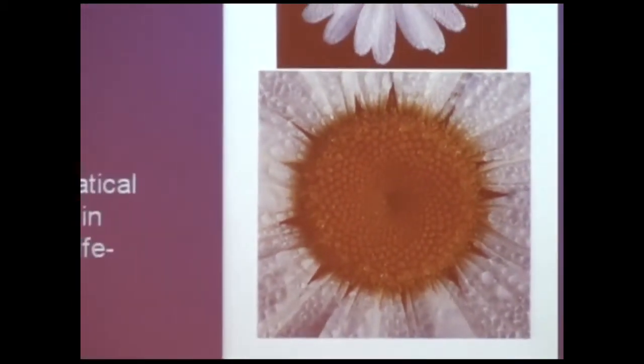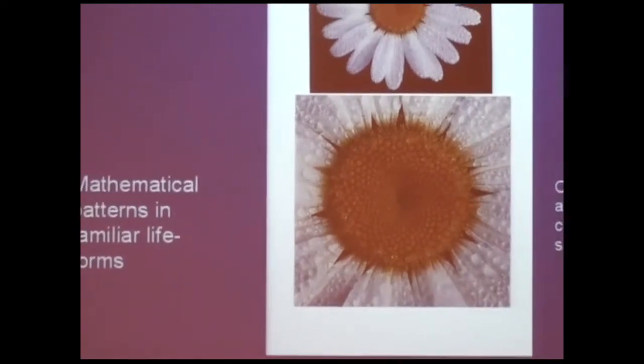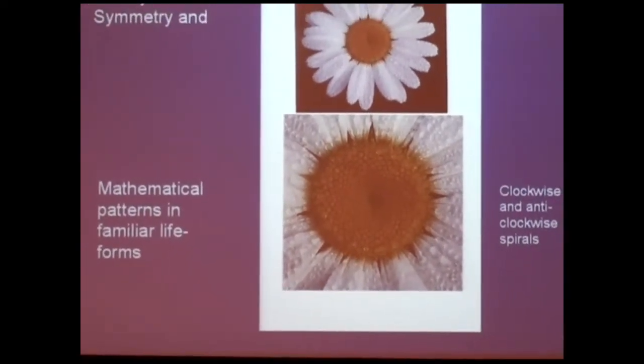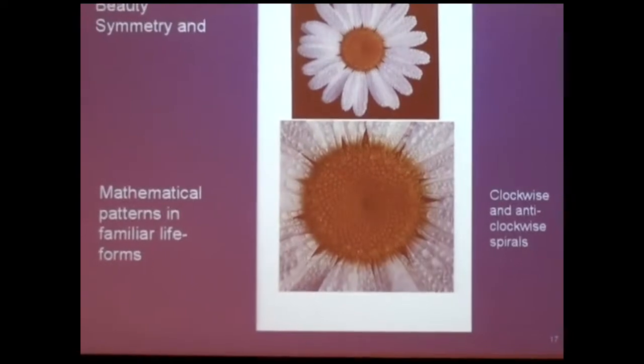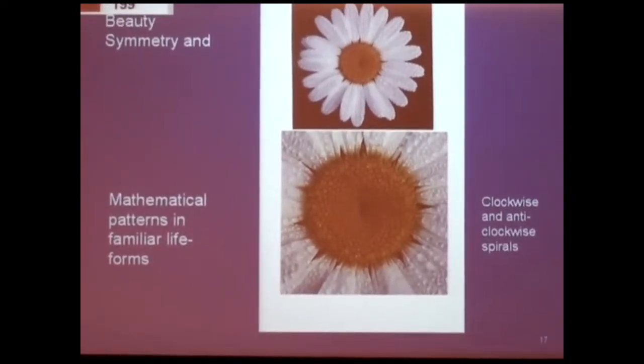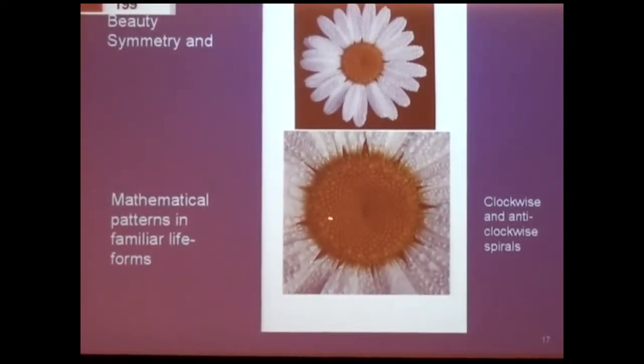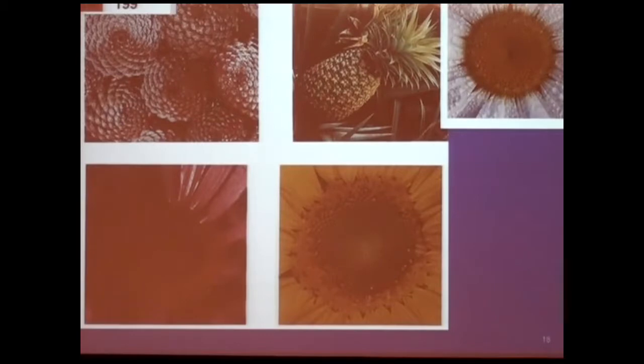And there's a mathematical pattern in here, which you will appreciate when you look at the clockwise pattern here, and also there's an anti-clockwise arrangement of the pods. If you stare at it long enough, you'll see that some of these go anti-clockwise. And so for a particular flower, you can count how many clockwise patterns and how many anti-clockwise patterns you have. And in fact, you can look at different vegetation. For example, here is a pine cone, and here is a pineapple, and so on.